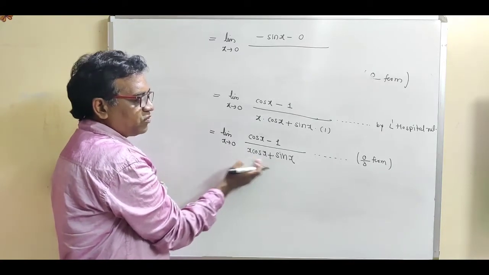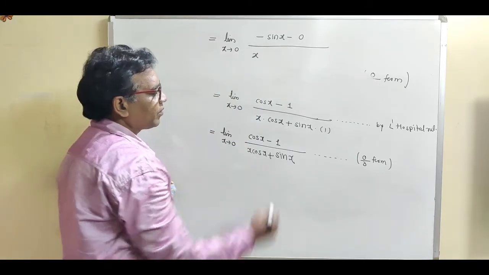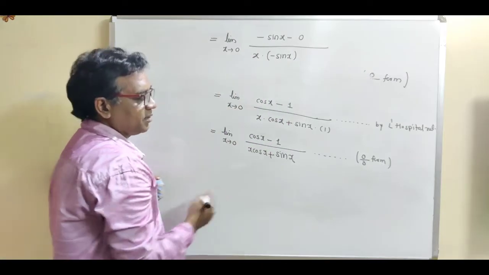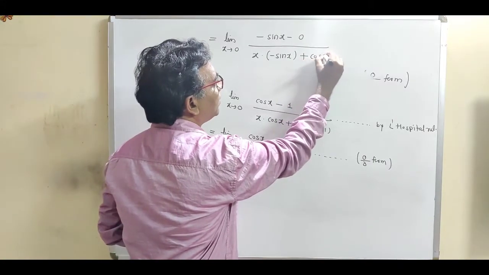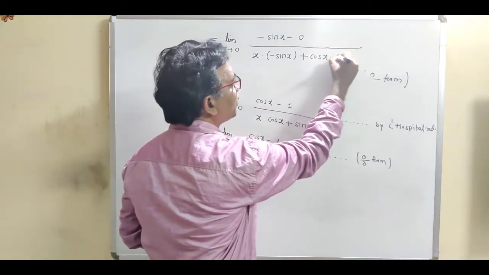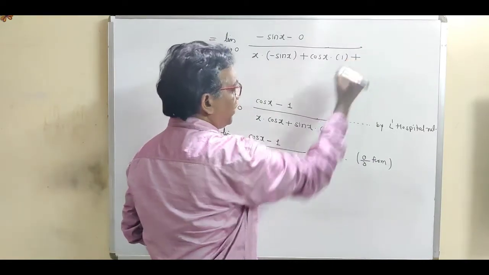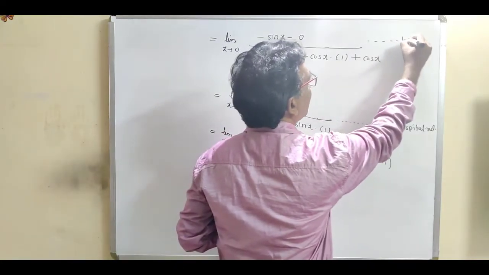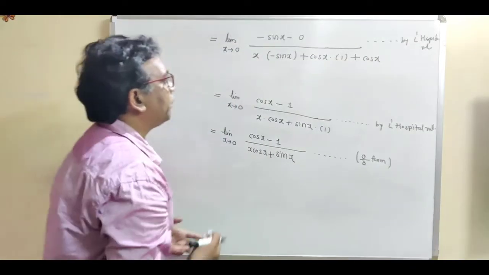Now for this term we use the product formula. So write down the product formula. First term as it is, x, into derivative of second term. Derivative of cos x is minus sin x, plus second term as it is, cos x, into derivative of first term, derivative of x is 1, plus derivative of this sin x is cos x, and give the same reason by L'Hopital rule. So this is the L'Hopital rule.